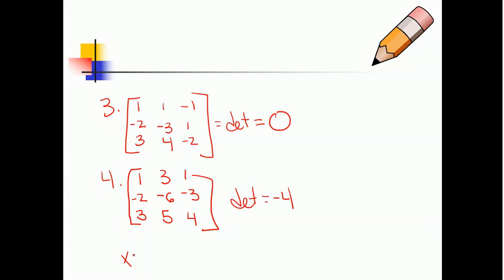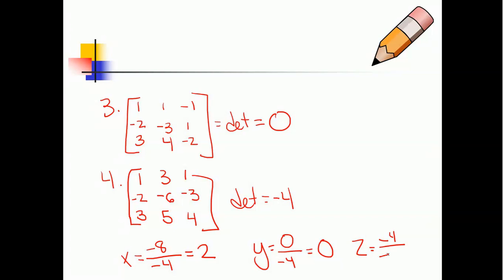So now, to find my x. So we're going to take what we got for x and divide it by what we got for our original determinant. So for my x, I got negative 8. So that was step 2, right? And I'm going to divide by our original determinant, which is negative 4. So I get x is 2. What about y? Well, the determinant for that one was 0, divided by my original determinant. So y is 0. Z is whatever my determinant is when I replaced with the answer matrix, divided by my original determinant, 1. So my answer, 2, 0, 1.